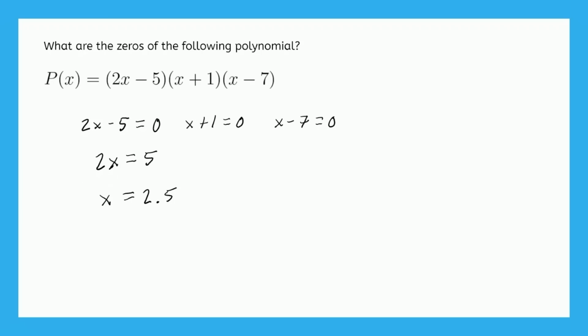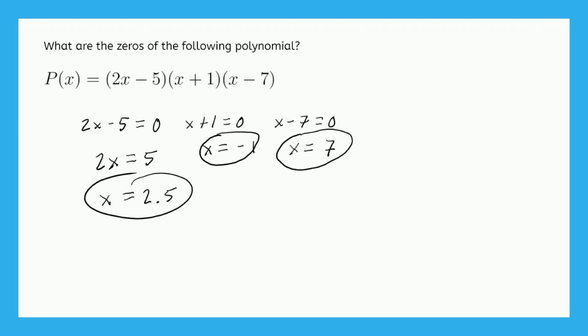Next one is, let's find out. So we have x plus 1 equals 0. So we need to say minus 1, minus 1. We get x is equal to negative 1. And plus 7, we get x is equal to positive 7. So our three zeros in this case are x equals 7, x equals negative 1, and x equals 2.5.